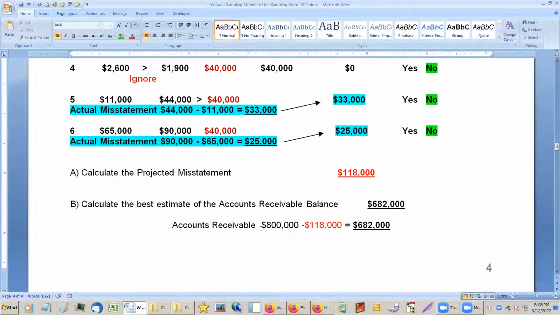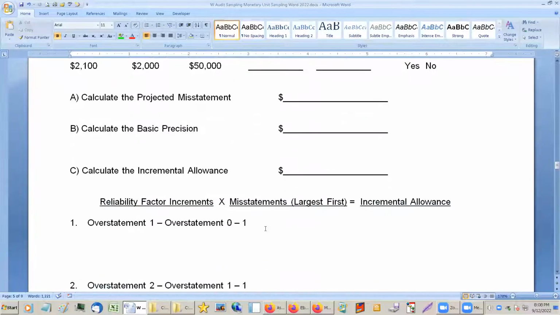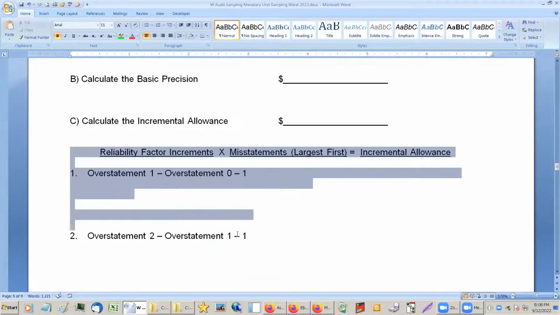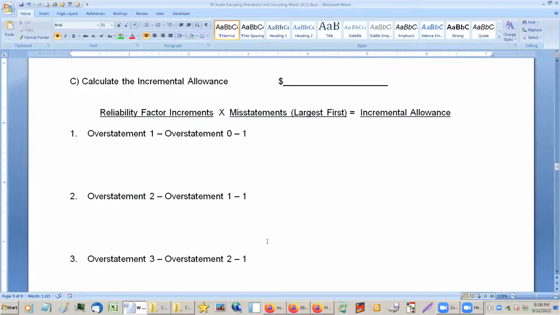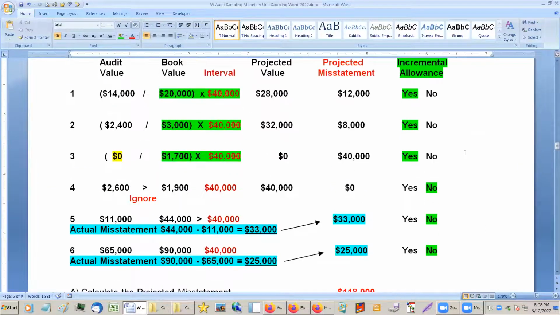Okay, so we'll pick up this other one here. And this part down here is kind of wacky. This is where we get to the incremental stuff. This is where you can find a bigger problem with it.